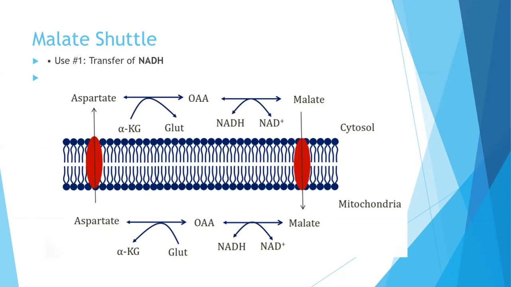Here we can see that aspartate is equal to oxaloacetate. It forms oxaloacetate by the enzyme alpha-ketoglutarate, and then the oxaloacetate forms malate by the gain of electrons. That is how this malate can cross the mitochondrial membrane and come inside the mitochondrial matrix, and then again it can form oxaloacetate and aspartate.